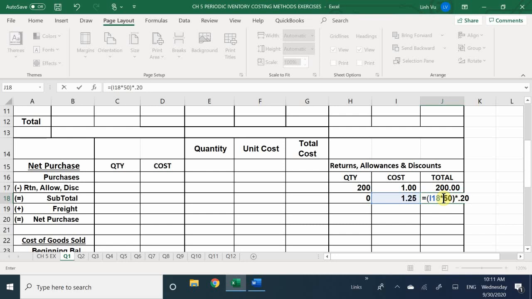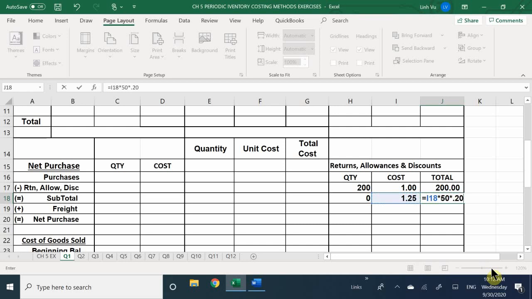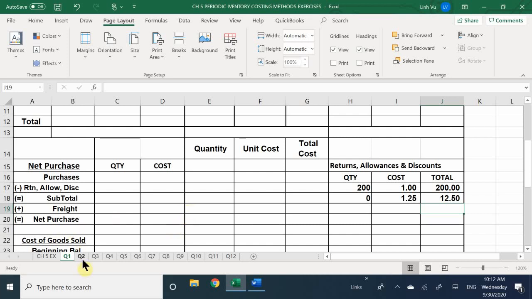So in this case, my total amount here is going to be $12.50. Okay, so how did I do that? It's going to be 50 times my $1.25, which I'll go ahead and show you the calculation here, which should give you a total of $62.50. And when I take my $62.50 and multiply it by 20%, it is exactly $12.50. So I'll go ahead and leave that calculation alone. There you go. So $12.50 is going to be my allowance that I'm getting back.